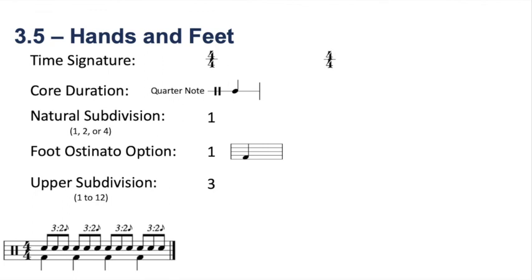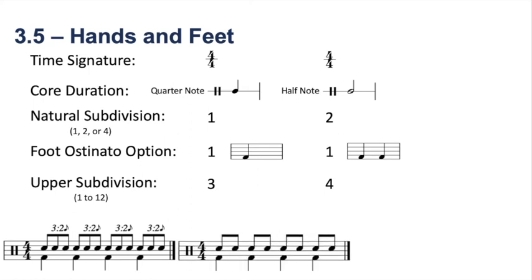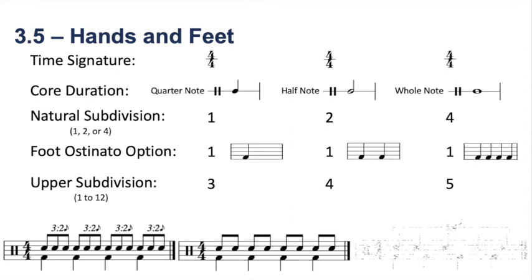Next, let's pick the half note duration, the natural subdivision of 2, and the first foot ostinato option, and the upper subdivision of 4. These parameters result in a bar that looks like this. For the last example, we will have the duration of a whole note, the natural subdivision of 4, option 1 for the foot ostinato, and the upper subdivision will be 5. These parameters result in a bar that looks like this.